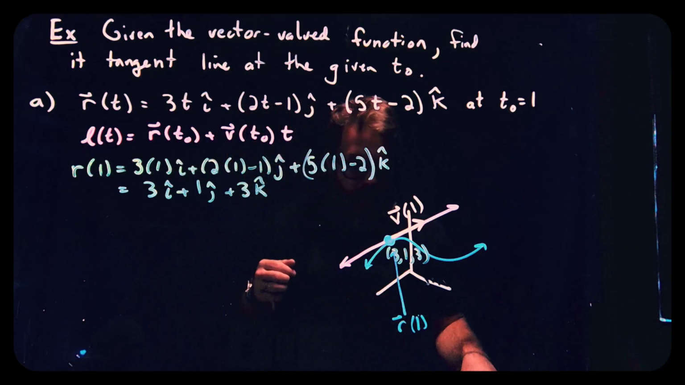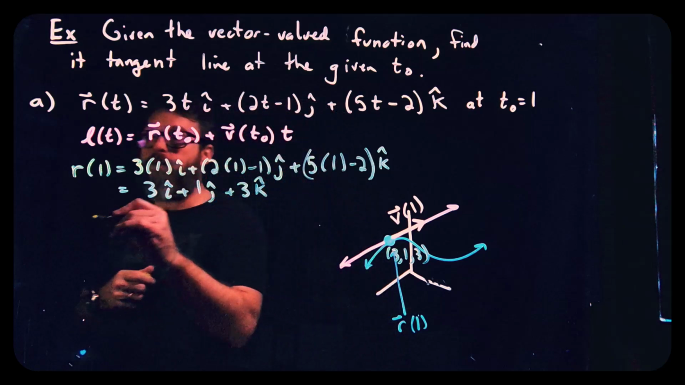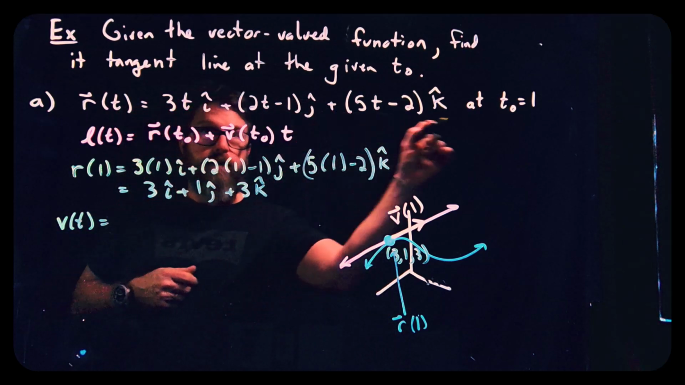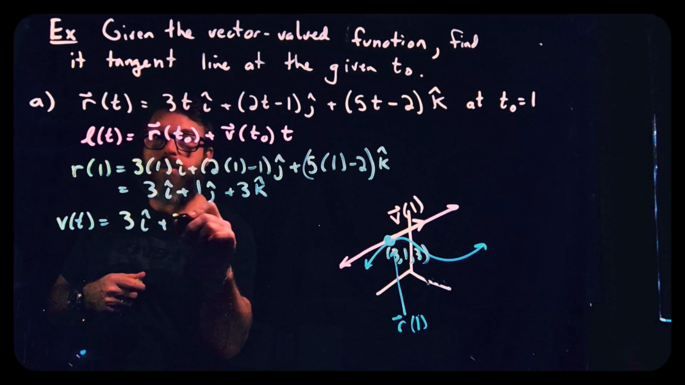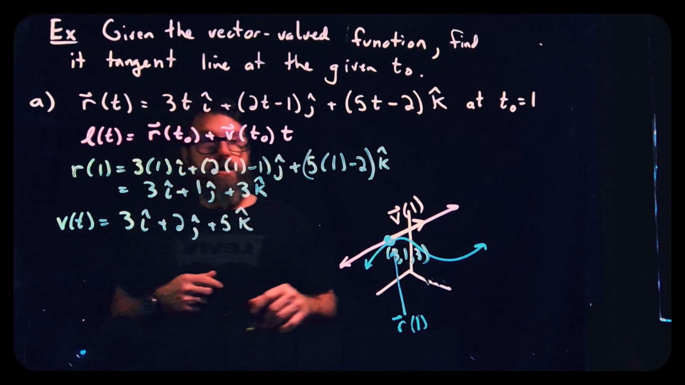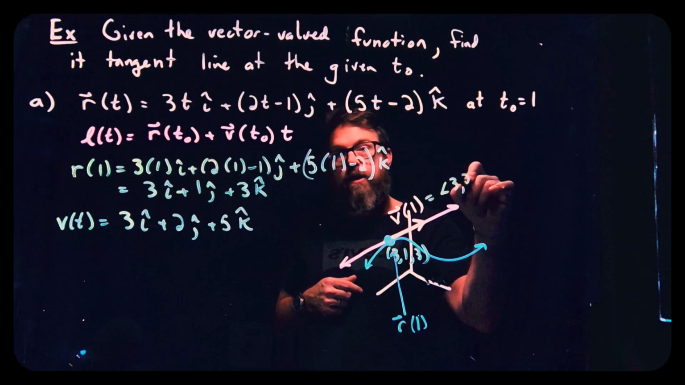Now, I'm also going to have to find its velocity at 1. So before I do that, I'm going to have to find the velocity vector. Well, v of t is going to be the derivative of this thing. And since they're all lines, they're just going to be the coefficients. So this is going to be 3i plus 2j plus 5k. So this vector right here is going to be the vector 3, 2, 5.